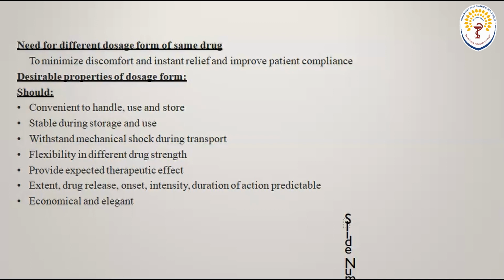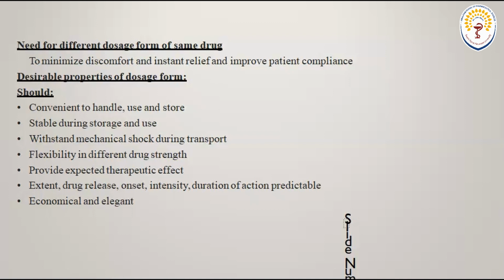Now, desirable properties of dosage form. Whatever the dosage form, some properties or qualities should be there. They are convenient to handle, use and store, stable during storage and use, withstand mechanical shock during transport, flexibility in different drug strengths, provide expected therapeutic effect, extend drug release, onset, intensity, duration of action, predictable, economical, and elegant. These are some qualities which every dosage form must have.